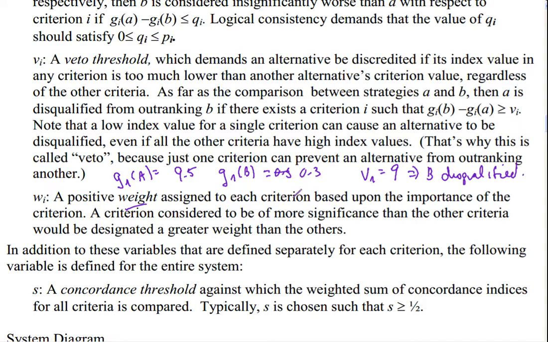In addition to these variables, you also have to define the following variable for the entire system, a concordance threshold. Once you compute all the relative effects of the different criteria, you'll get one single number, and you compare that number versus S. And if that number is bigger than S, then you can say that one alternative is preferred to another.